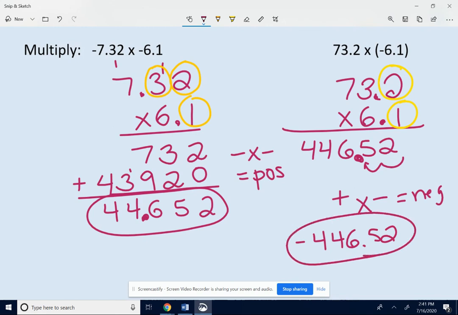Try the next example on your Draw It, and please keep me posted if you have any questions.